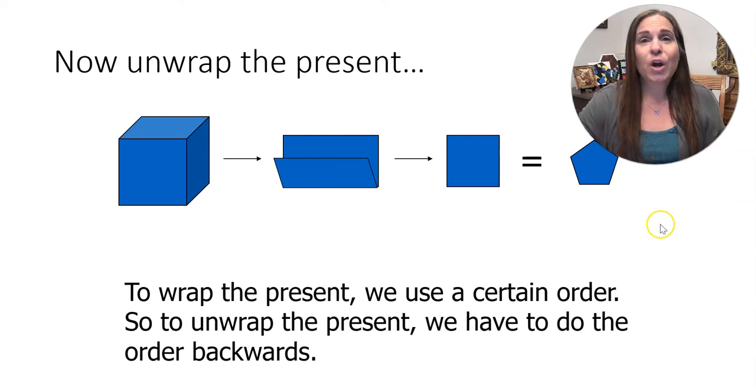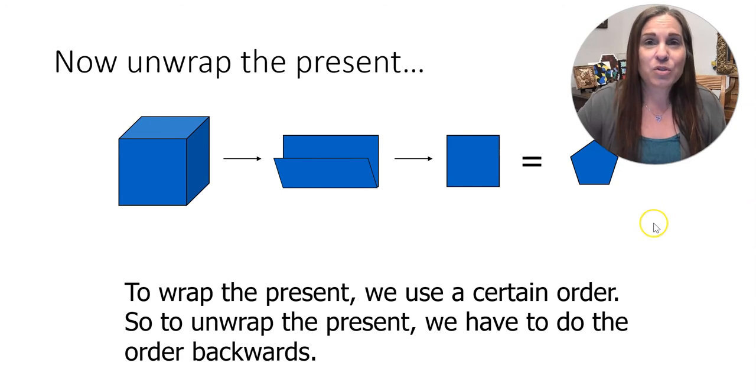So when we unwrap the gift, we're doing the same things we did to wrap it, but we're undoing each step and we're doing the order backwards. So that's the same thing that I want you to think of when we're solving equations.